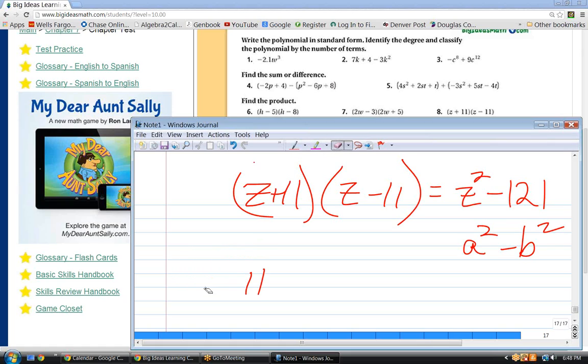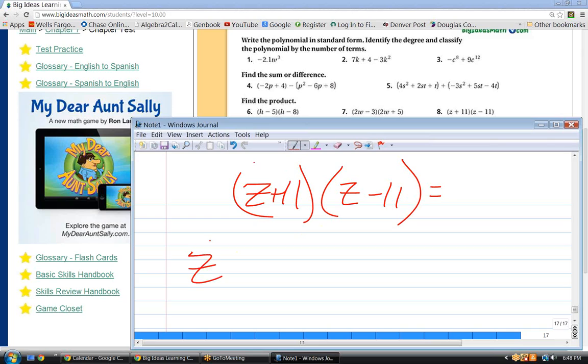And because I knew I was looking at (a plus b) times (a minus b), I knew the answer had to be a squared minus b squared. Now, FOIL it and see what happens. Every time you FOIL one of these things, the middle terms cancel. That's why you don't have a middle term.